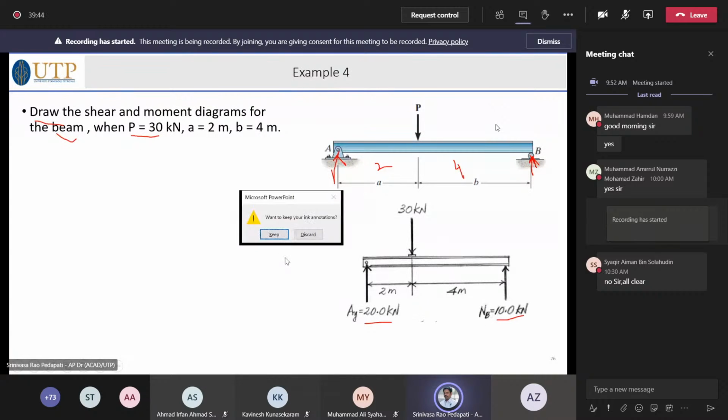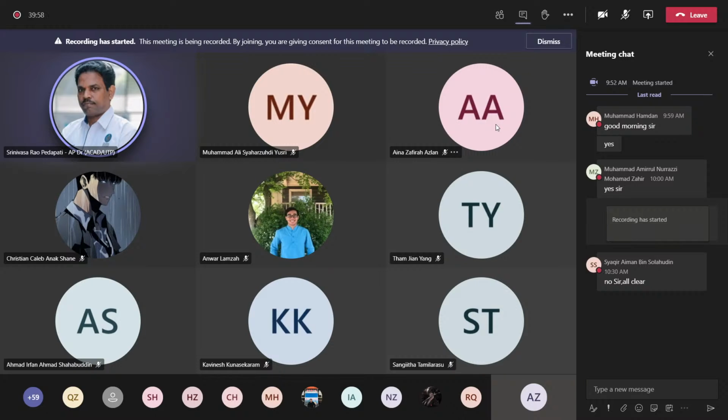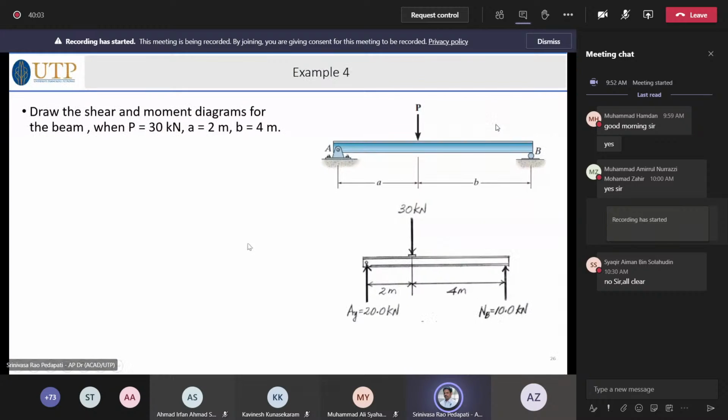Is it okay? So the next thing is, we want to see the free body diagram of a section, that means at this point or at this point. So in order to draw, before I go, let me show you something here because it is available.